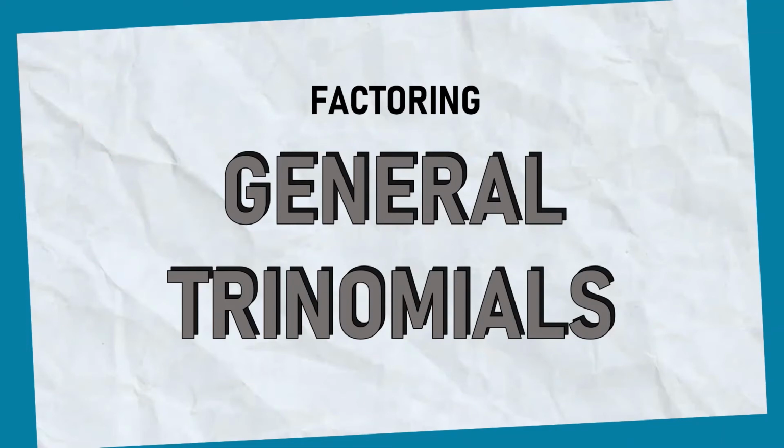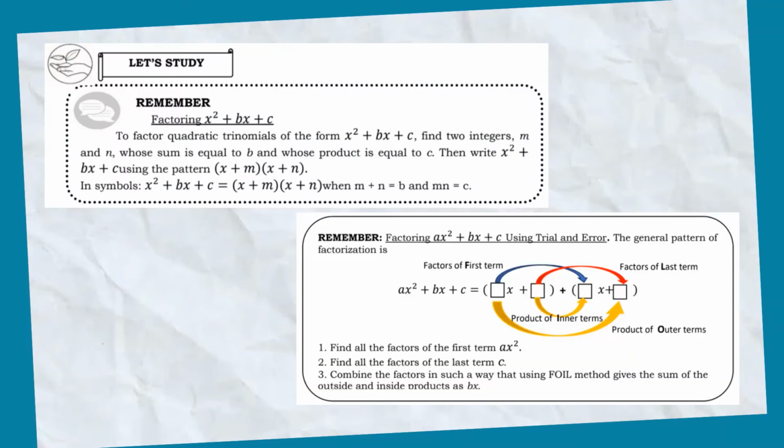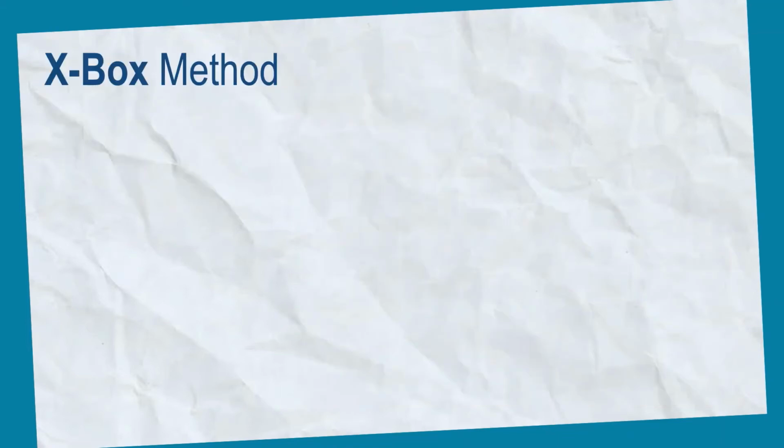Next, we have the factoring general trinomials. Sa ating CLADE learning po, naituro ang factoring x squared plus bx plus c at ang factoring ax squared plus bx plus c using trial and error. Ngayon po ay magtuturo ako ng iba pang method on how to factor general trinomials. The first method po ay tinatawag kong X-box method.